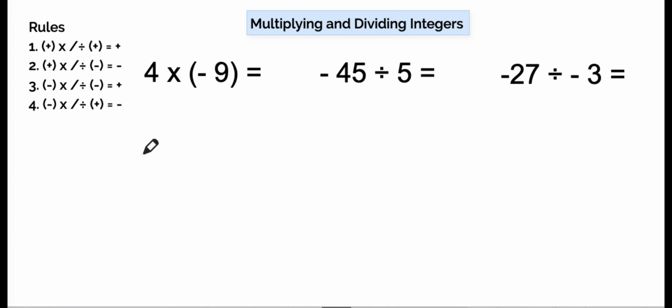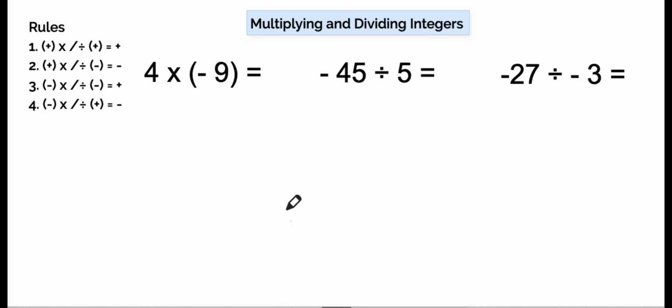Some love to say it in a small little song like: positive, positive, positive; positive, negative, negative; negative, negative, positive; negative, positive, negative. You know, just do whatever works for you. If I were you, if you're clever, pause the video and write these down because these are important. Memorize them, take them into your brain because they will help you a lot, especially when you move on to things like expressions, algebra, equations. You'll need to know your integers and how to multiply and divide them.